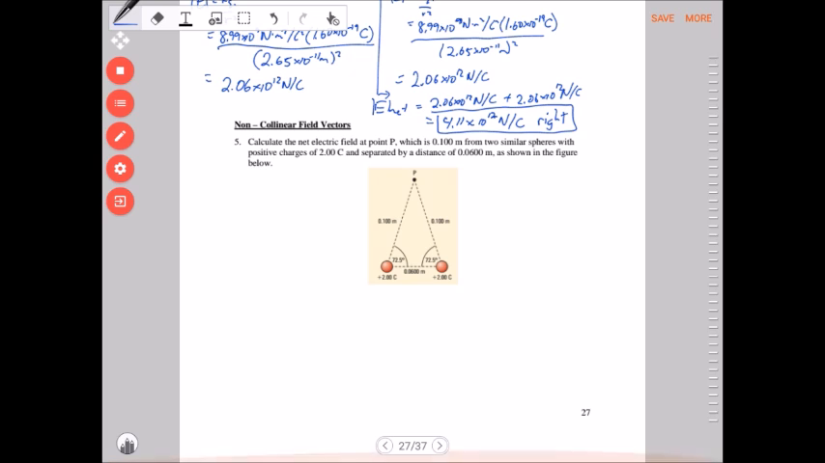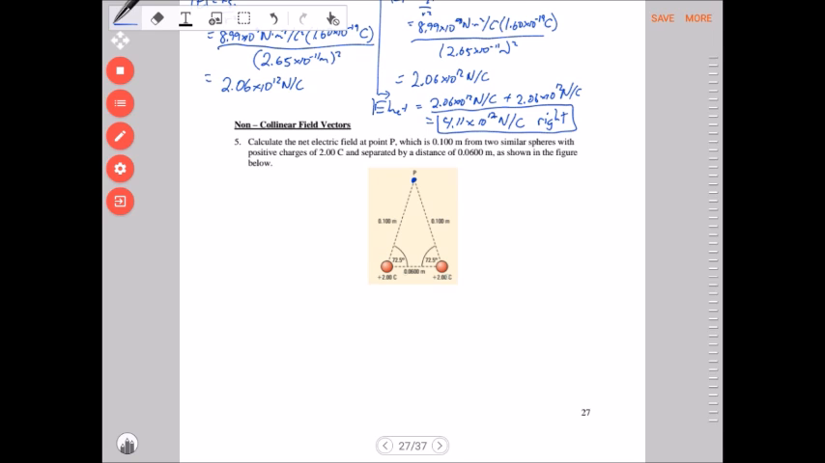Okay, so number 5, non-collinear vector fields. So this means these are not in a straight line anymore. Calculate the net electric field at point P, which is 0.1 meters from two similar spheres with positive charges of 2.00 coulombs and separated by a distance of 0.0600 meters as shown in the figure. So I want the electric field at that point.